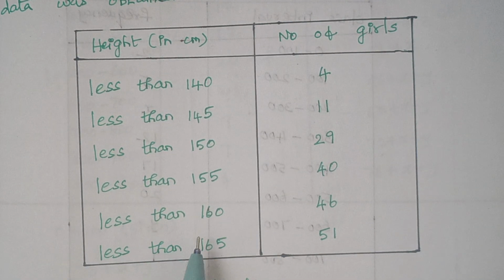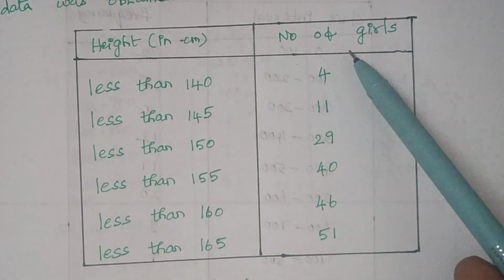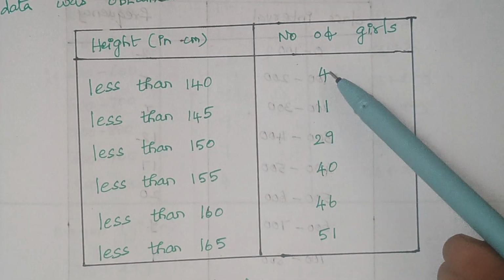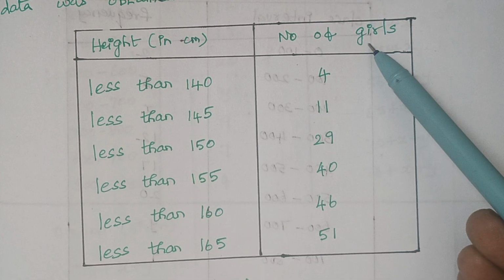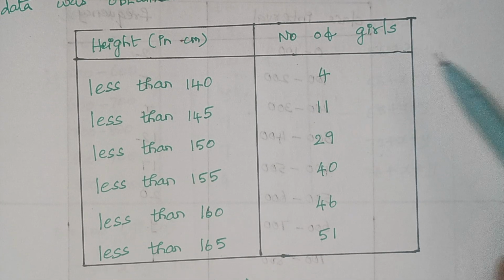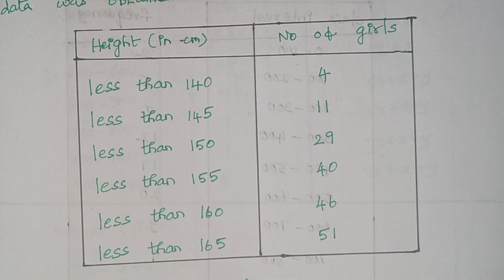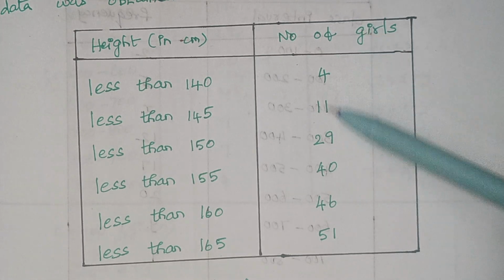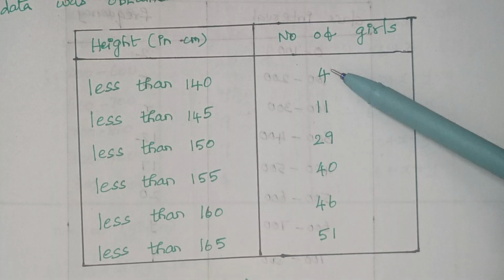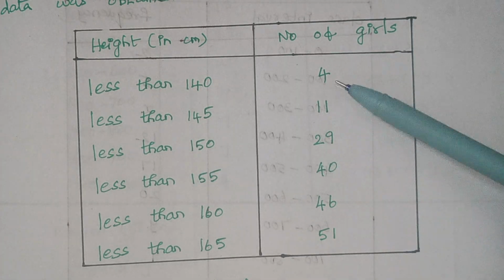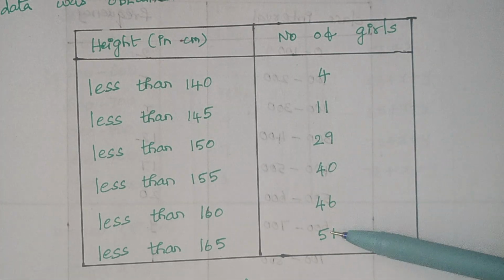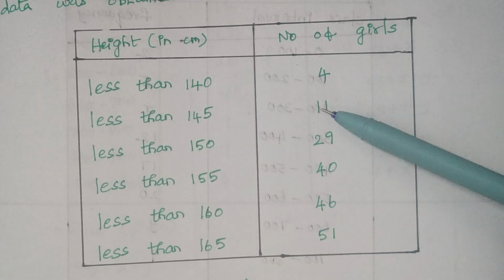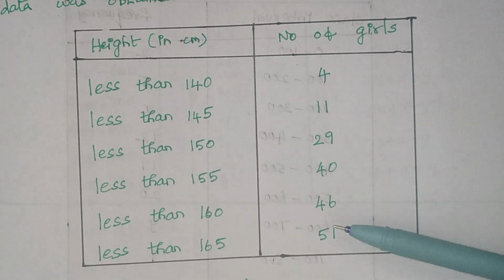The next thing to be noted is the number of girls. We should always be provided with the frequency, but here we have to check whether the given data are frequency or cumulative frequency. We have to do a cross check. When you look at these values, you see they are constantly increasing, in perfect ascending order: 4, 11, 29, 40, 46 and 51.